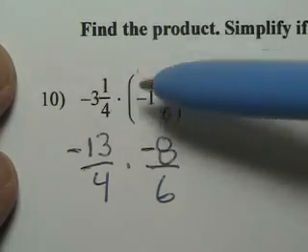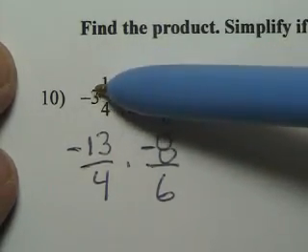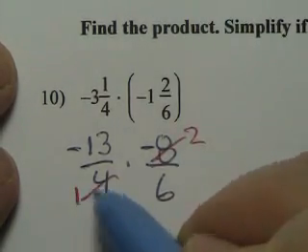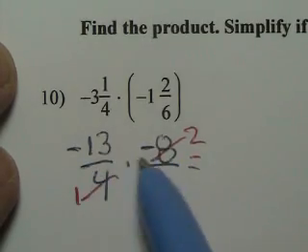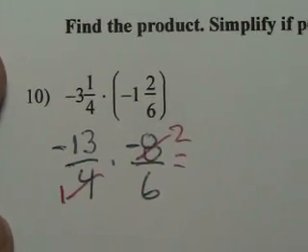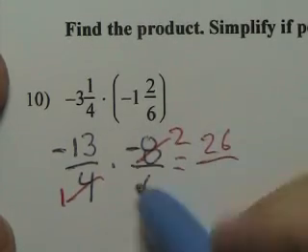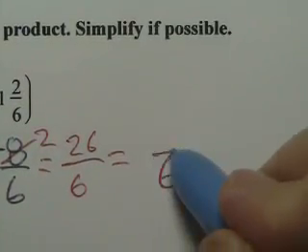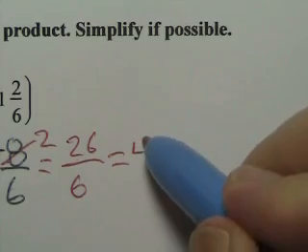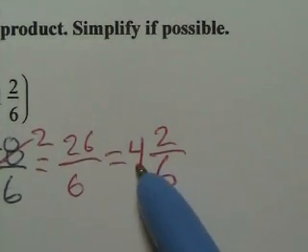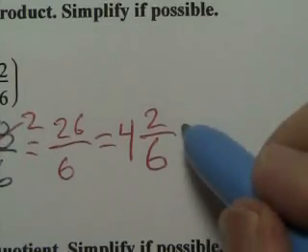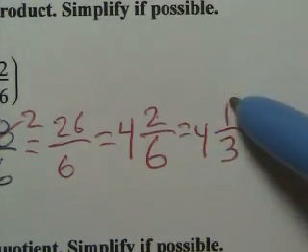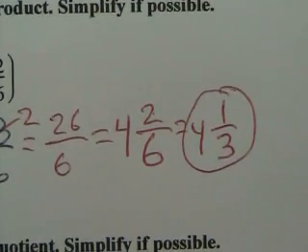Number 10, change them to improper. That's times plus. That's 12, 13. Times plus is 8. 4 goes into 8 twice. Negatives will cancel. 2 of them cancel. 13 times 2, that's 26. 1 times 6 is 6. 6 goes into 26. 6 times 4 is 24. So it's 4 and 2 over 6. But 2 over 6 can be reduced to 1/3. 2 goes in there once, 2 goes in there 3.